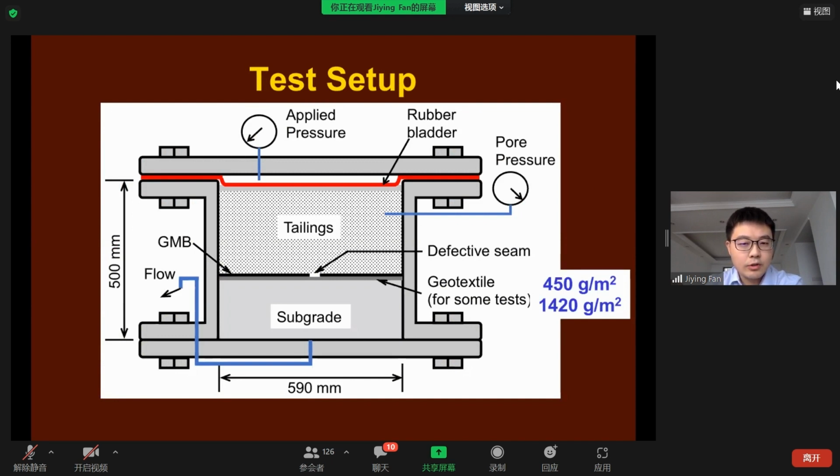And here is a schematic showing the test setup. We can see that tailings and subgrade are separated by a geomembrane. And for some tests, there is a layer of non-woven needle punch geotextile placed beneath the geomembrane and the protection layer. Total pressure is applied above the rubber bladder, and pore pressure is regulated below the rubber bladder. Using this configuration, a prescribed stress path simulating the continuing deposition of tailings and build-up of the water head for the submerged tailings can be applied.